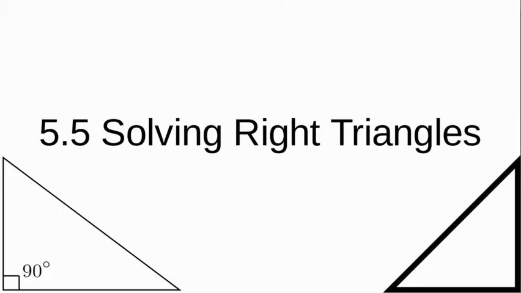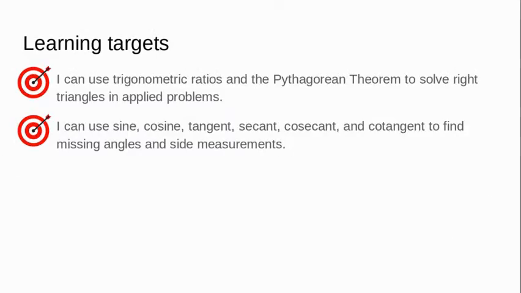What's going on, guys? Today we're going to learn how to solve some right triangles. Some of our learning targets: I can use trigonometric ratios and the Pythagorean theorem to solve right triangles and apply problems. And I can use sine, cosine, tangent, secant, cosecant, and cotangent to find missing angles and side measurements. Alright, so before we get into this, there's some stuff that you need to know.